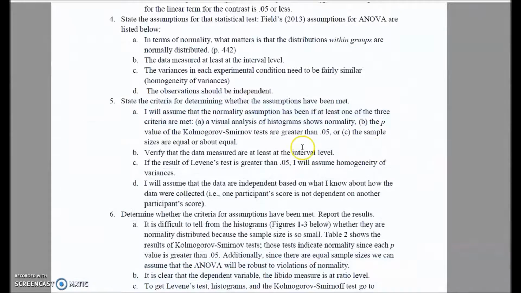Okay, so now the next assumption is the interval. If I look at that, yes, my dependent variable is interval, so it does satisfy this. It is verified. The next one is to look at Levene's test. So let us do Levene's test.